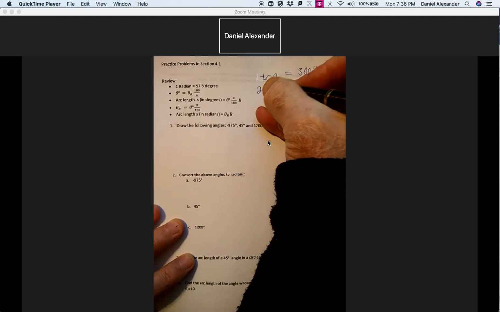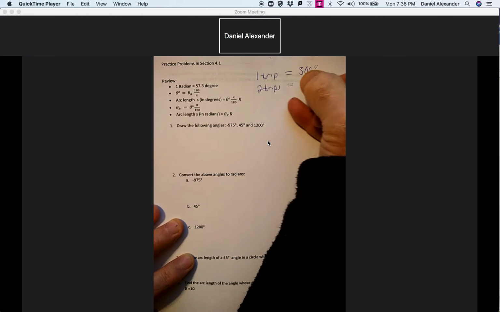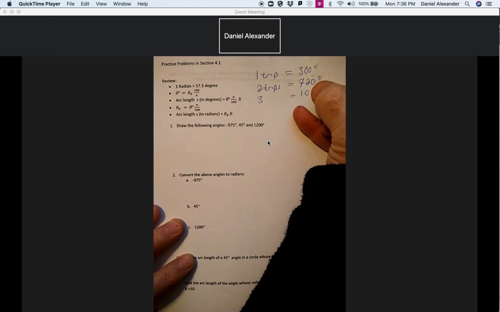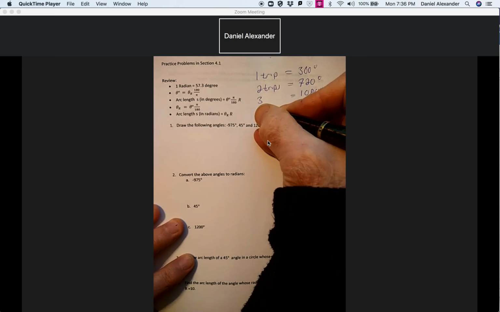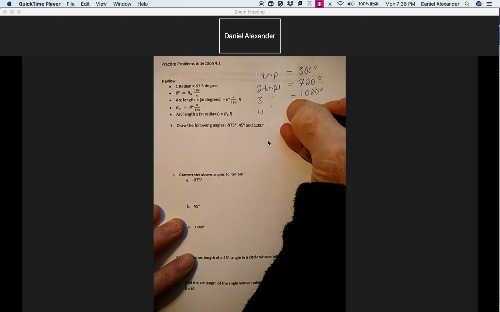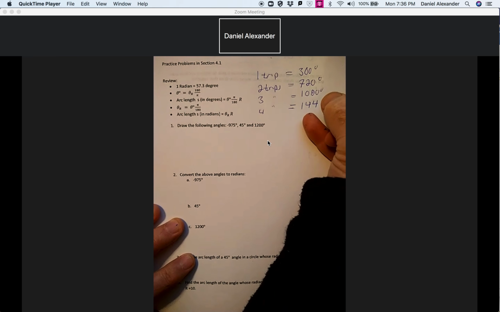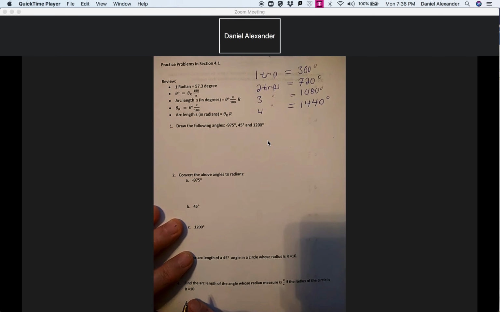Two trips is twice that, so 720. 3 times around is going to be 1080. And 4 trips is going to be 1440 degrees. Okay. Now this will be helpful.